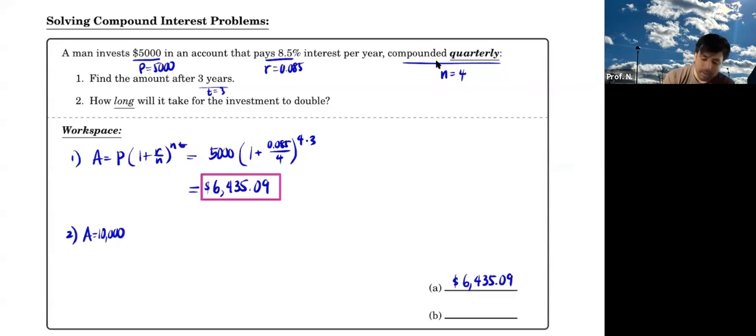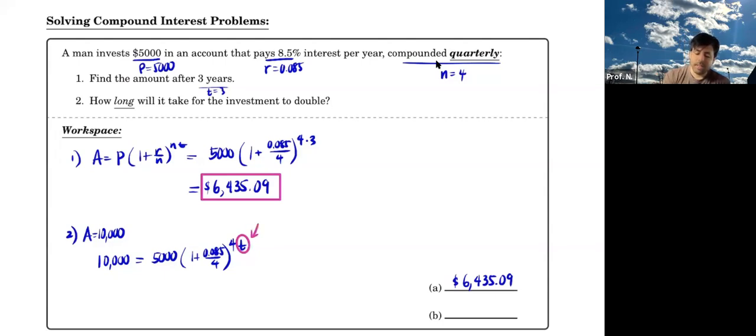So this becomes a different problem. This would be 10,000 equals 5,000 times (1 plus 0.085 over 4). n is still 4, but the question is t. t is unknown. You see this, guys? t is the unknown value, so t is my variable. So what's going to happen eventually? I'm going to use logs to get what t is. So I want to find t.